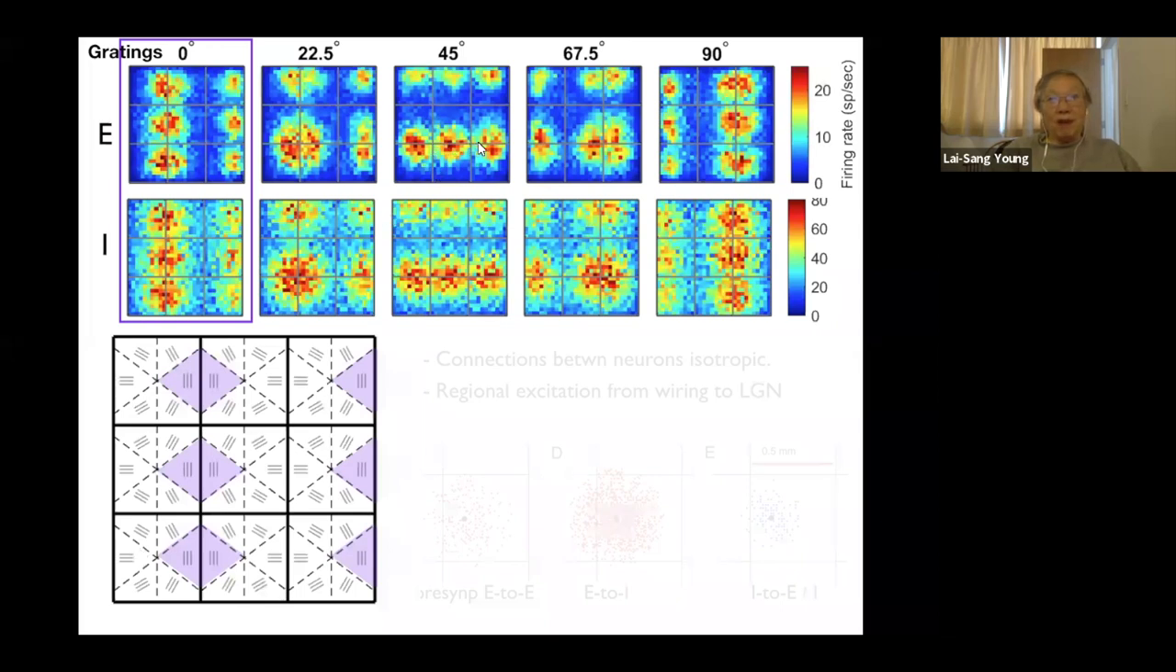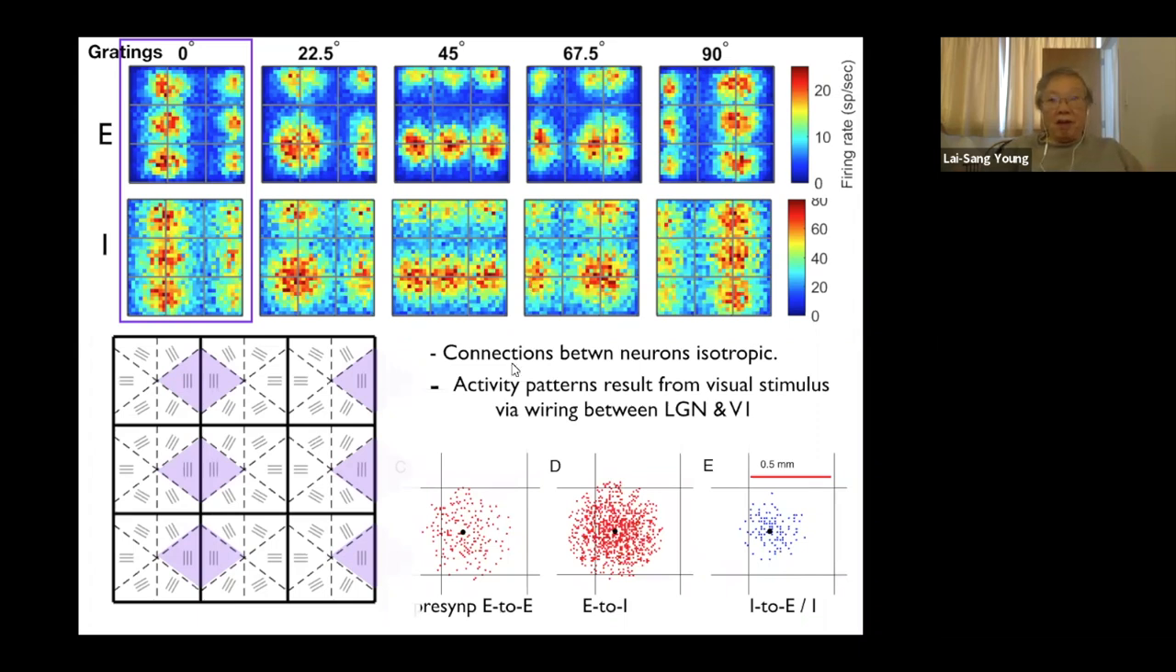Suppose I present a 45 degree grating. Now I would go here and look. Oh, there's no 45 degree, but there is 30 and 60. So 45 must be closest to 30 and 60. And indeed, these are the regions that are lit up the most. And so on. I want to stress again that the connections between neurons are isotropic like this. There's no bias to make it go one way or the other. The activity patterns result from the visual stimulus, from exactly the grating that's presented together with the wiring between LGN and V1.